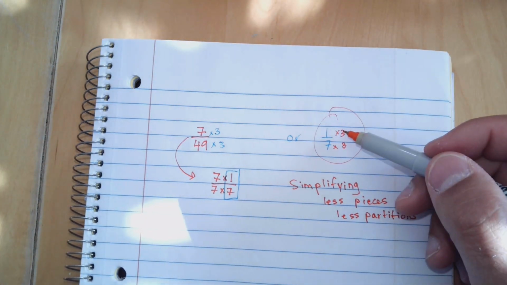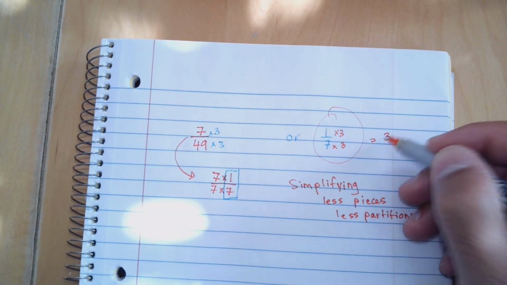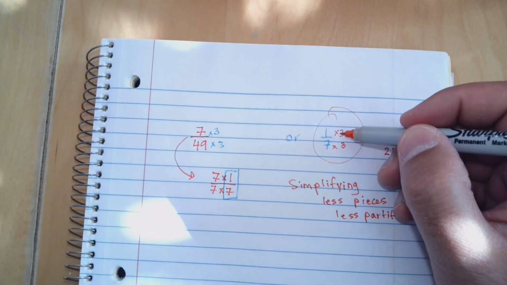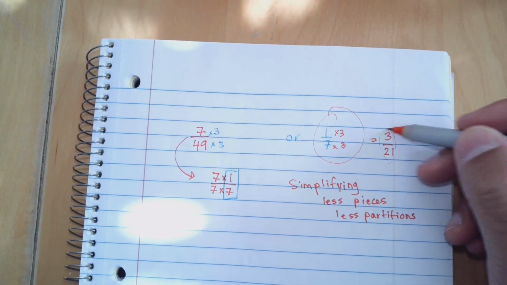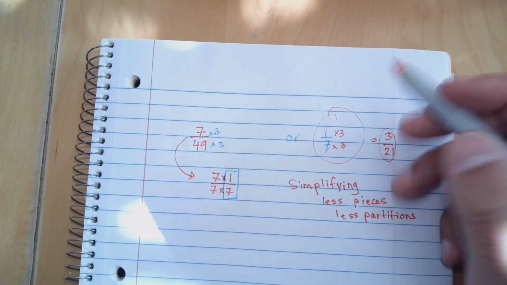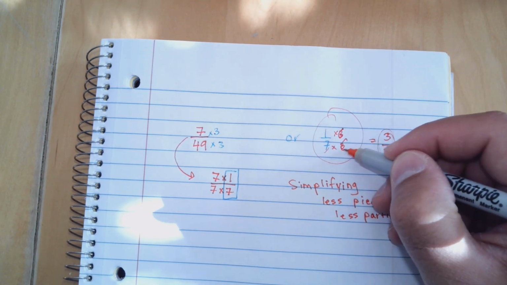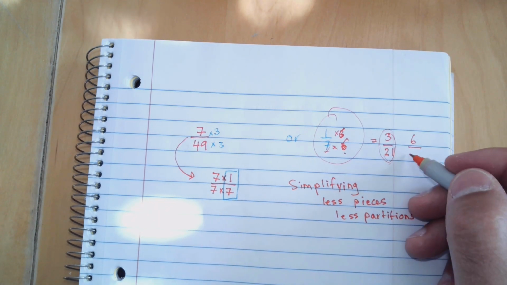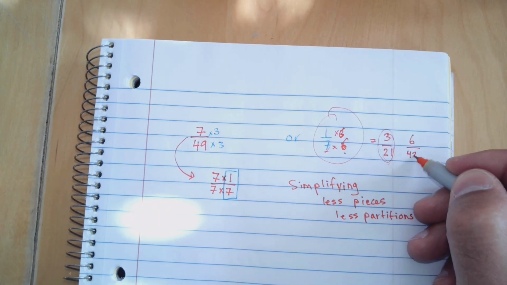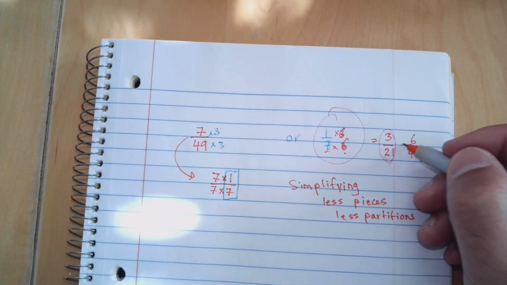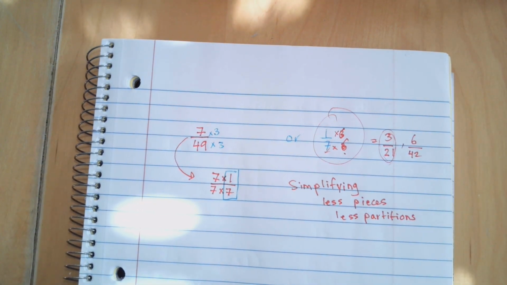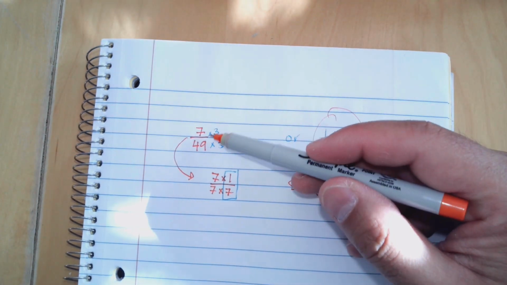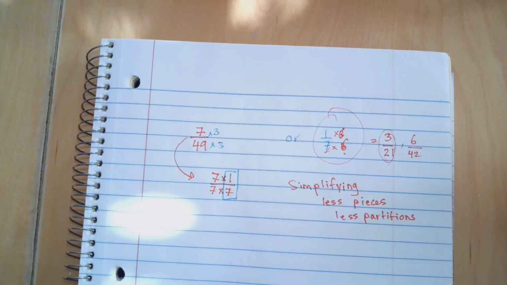So 3 times 1 is 3. 7 times 3 is 21. You don't have to multiply this. You can go back to the 1/7. So, okay, let's try 6. 6 times 1 is 6. 6 times 7 is 42. So using factors and seeing if there are same factors between the numerator and the denominator is another way you can find equivalent fractions.